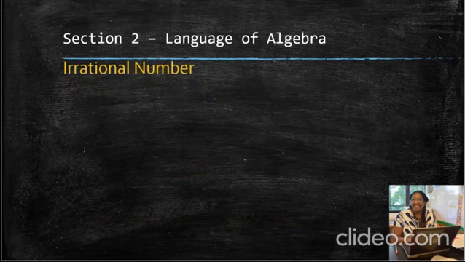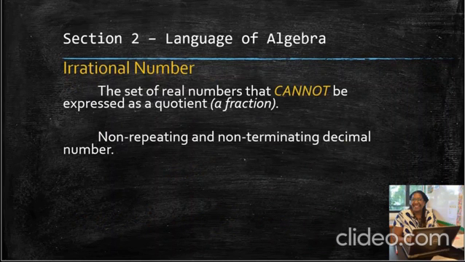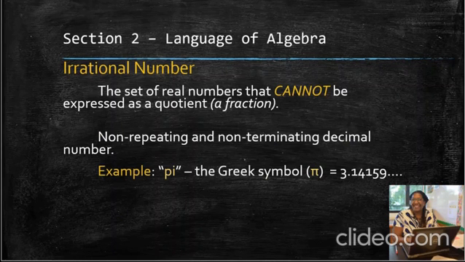The next term is irrational number. An irrational number is a number in the set of real numbers that cannot be expressed as a quotient or as a fraction. It's a non-repeating, non-terminating decimal number. A very famous example of an irrational number is pi, which is the Greek symbol you see here on the screen.